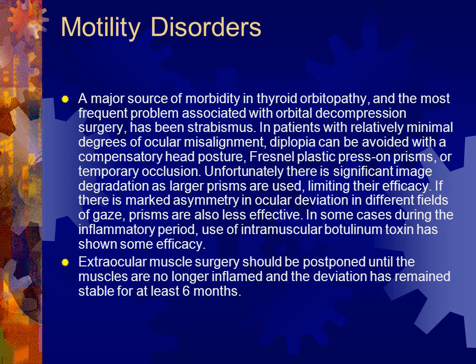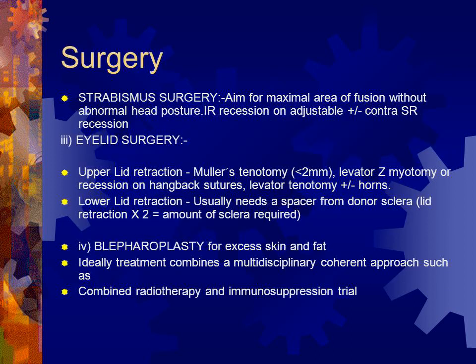Extraocular muscle surgery should be postponed until the muscles are no longer inflamed and the deviation has remained stable for at least 6 months. Surgery: strabismus surgery, aim for maximal area of fusion without abnormal head posture. IR recession on adjustable, plus/minus contralateral SR recession.